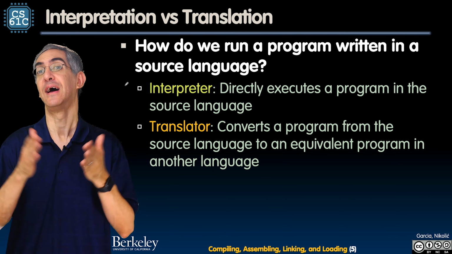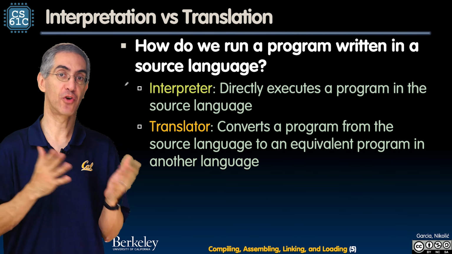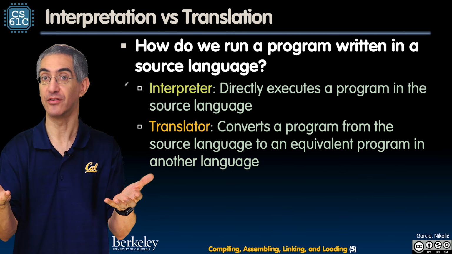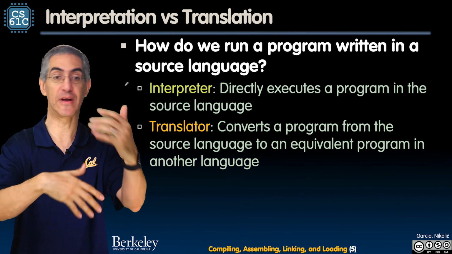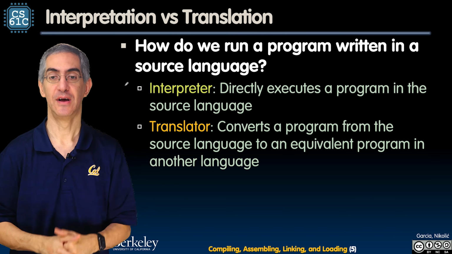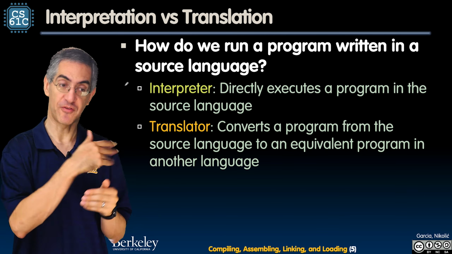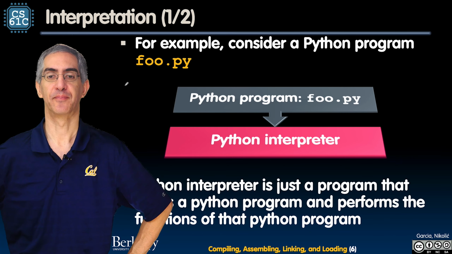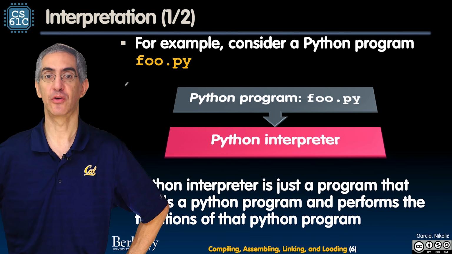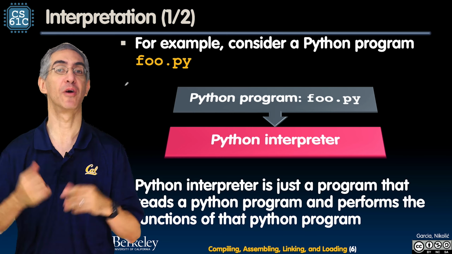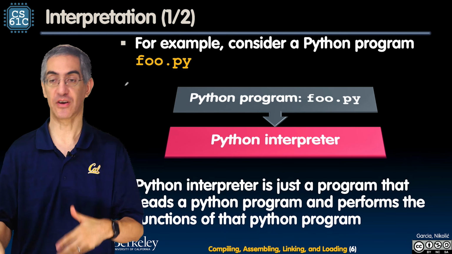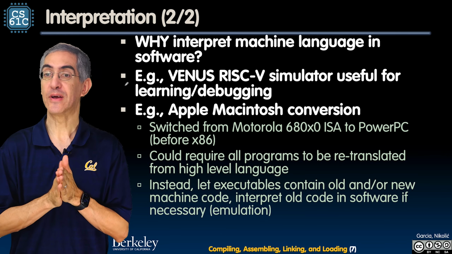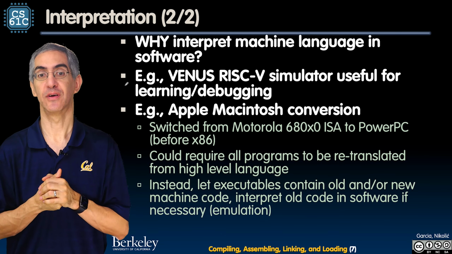So how do you run a program? You have two options. You have an interpreter or a translator. An interpreter directly executes the program in whatever language it is. Here's Scheme, a high-level language, and let's run it right there. Here's Python, run it right there. A translator converts it to a language farther to the right, as I said a second ago. So here we are, interpretation. I've got foo.py. It runs through an interpreter, and it goes. An interpreter is just a program that reads in the program and then performs the functions, and then you see the output. Love it.